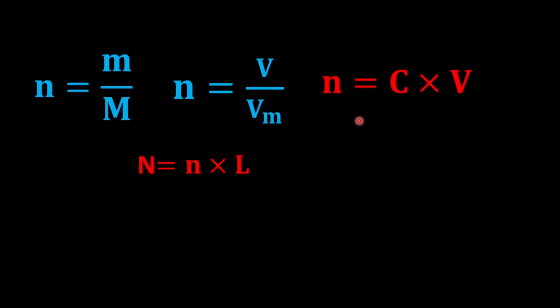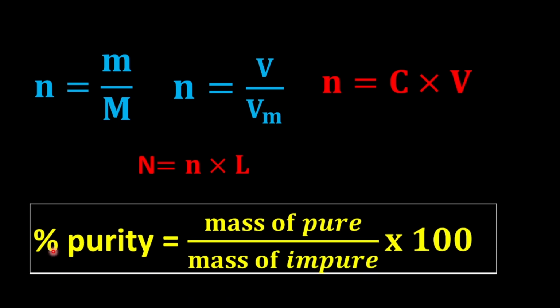So depending on the nature of the question, we can apply any of these formulas. Please take note, any of these formulas here can be applied twice depending on the nature of the question. We can also pick any two from here, so take note of that. Also, percentage purity is equal to mass of pure over mass of impure times 100. So this is what we are going to focus on.